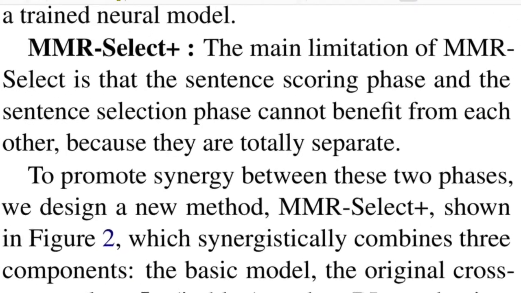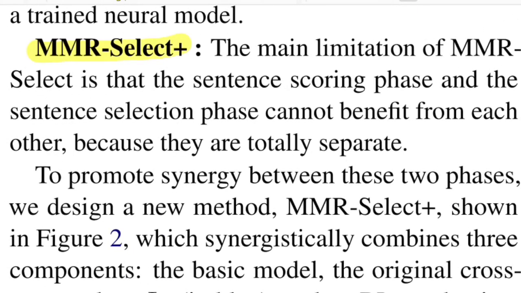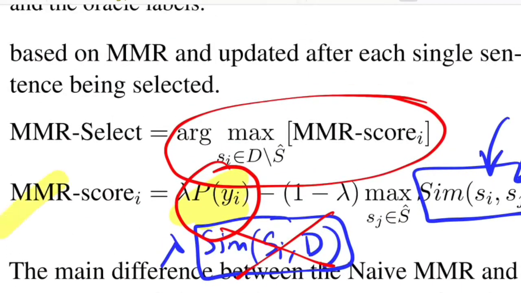Now let's talk about the last model, which is MMR-Select Plus. So here they say the main limitation of MMR-Select is that the sentence scoring phase and the sentence selection phase cannot benefit from each other because those are totally separate steps. So yeah, this is pretty true because you calculate this at the first step, then based on the scores that you get, you go ahead and do the selection. There's no way both of them can share the information about what you selected. Based on that, the weights could also get updated.